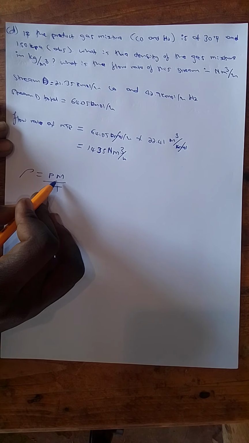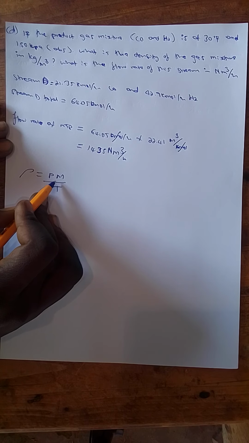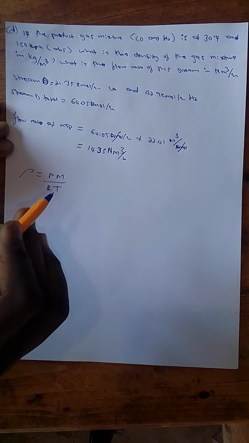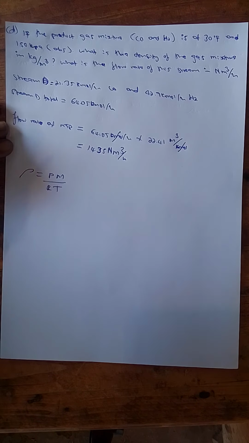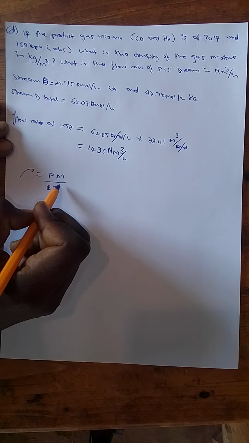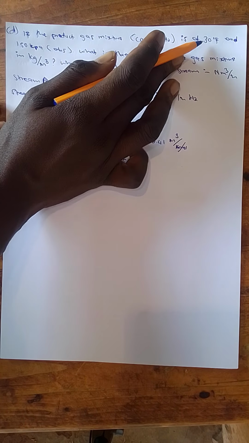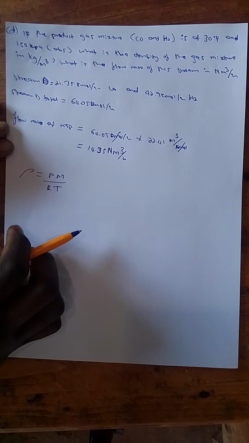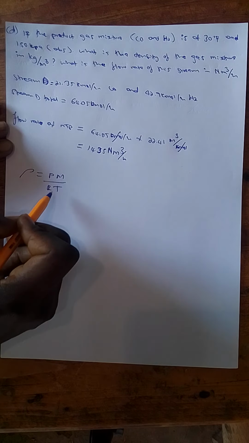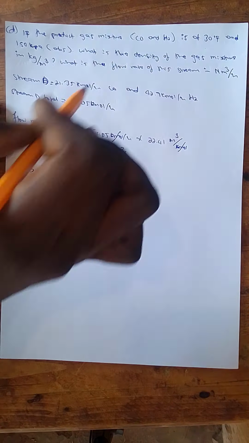And the average molar mass of the mixture we don't have. So the first thing we're going to need to do is to calculate the average molar mass, and the constant we don't need to calculate. Also, it's important to understand that the temperature is given in degrees Fahrenheit, but this equation needs it in Kelvin.